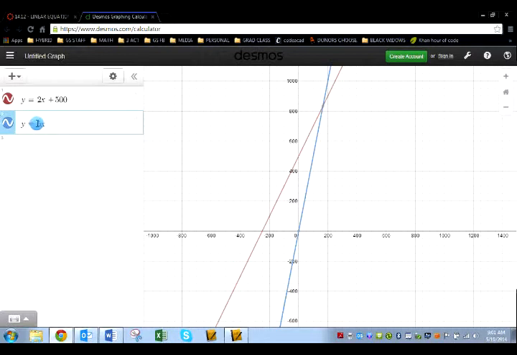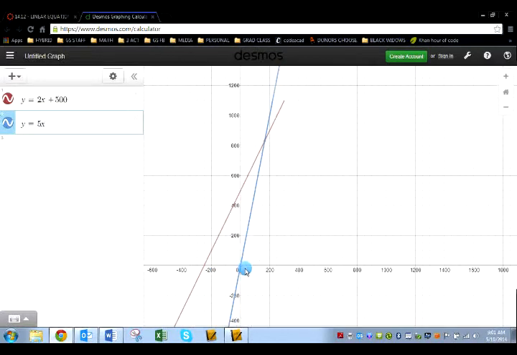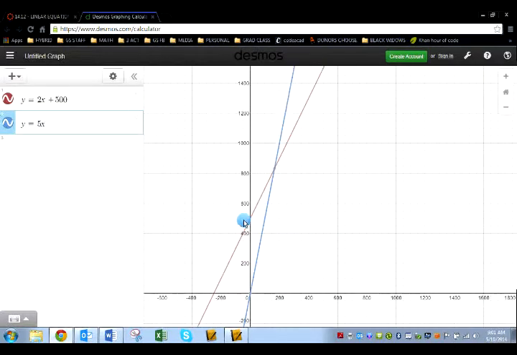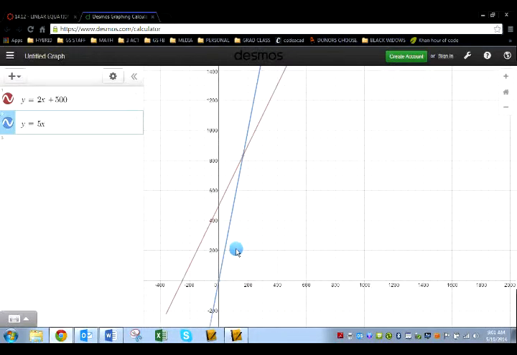So my income is $5 for every bear. My expense is $2 it costs me to make a bear, plus the $500 machine. So now let's take a look at my graph. What you'll see is my expense line is on top, my income line is in blue, and if I start working this way from 0, the expense line is above my income line. This area in here is us losing money because my expense line is higher than my income line.